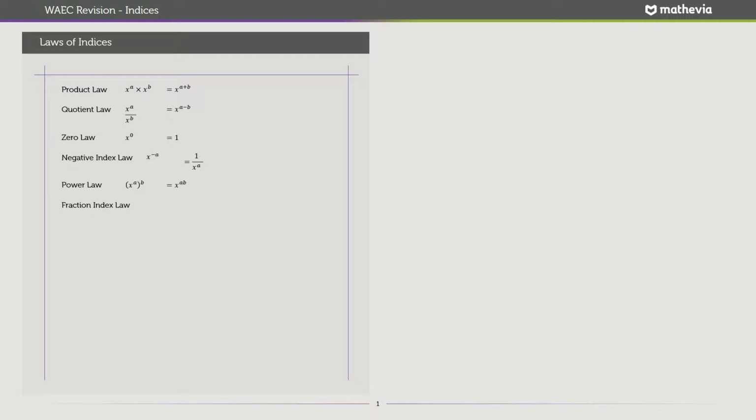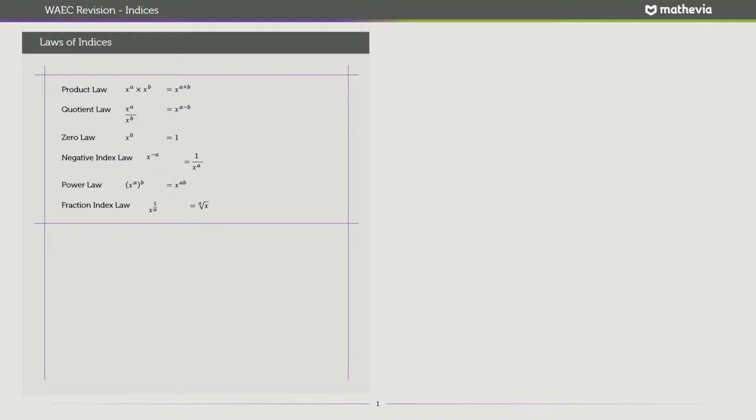I think this is the last one. Fraction index law. When your index is in fraction form, for example, you have x to the power of 1 over a, you could have x to the power of 1 over 2, x to the power of 1 over 3, and when you have x to the power of 1 over a, this is the a-th root of x. So if you have x to the power of 1 over 2, you find the square root, x to the power of 1 over 3, the cube root, x to the power of 1 over 4, the fourth root, and so on. Those are very important laws of indices.